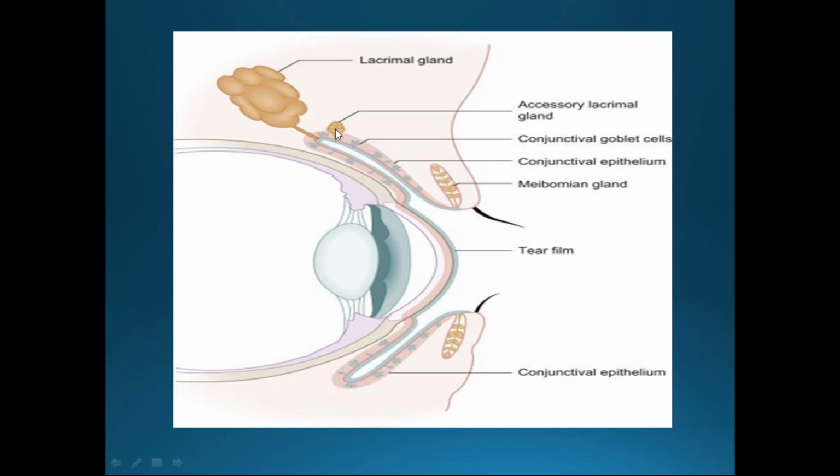This is the accessory lacrimal gland. This is the glands of Krause. This is the main lacrimal gland. These are the glands of Wolfring, which will be here above the superior tarsus. These are the meibomian glands, which open into the lid margin.